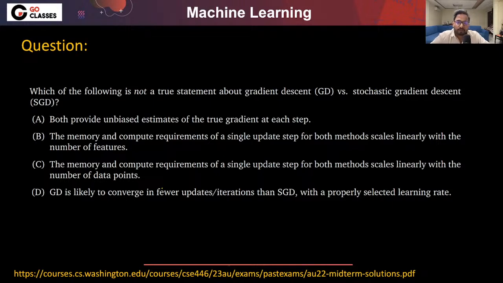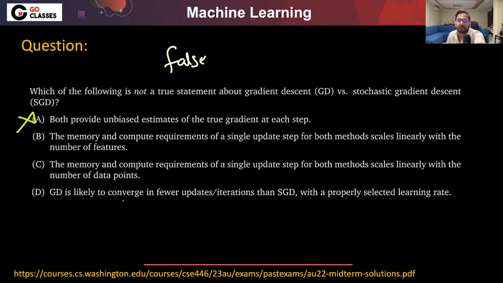Let's solve this question. What they are saying: which of the following is not a true statement about GD versus SGD? So they are asking about the false statement. Both provide an unbiased estimate of the true gradient at each step. Tell me. So basically, the second one, stochastic, is not unbiased. It is basically biased. It is just looking at one example, right? So not both. Okay. So that is why it is false.